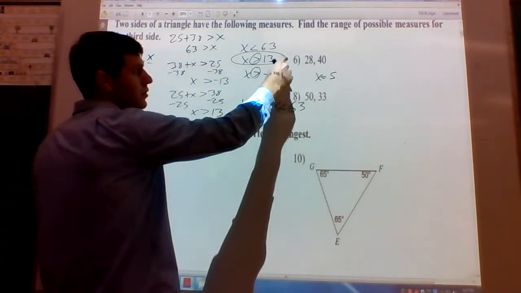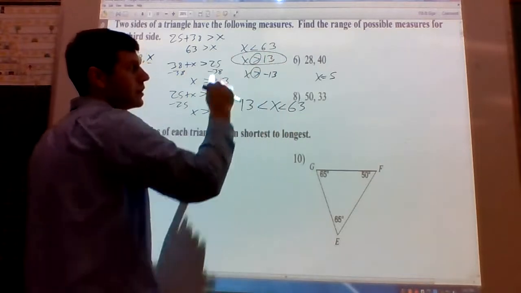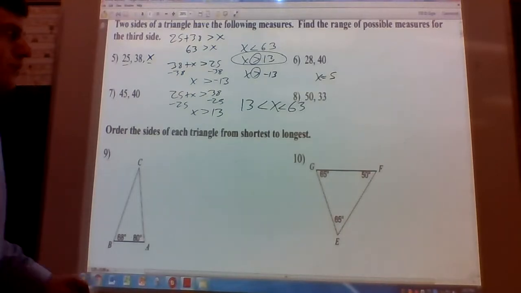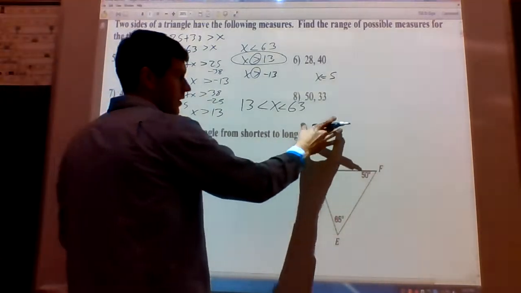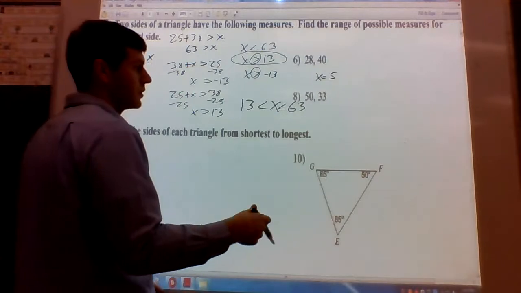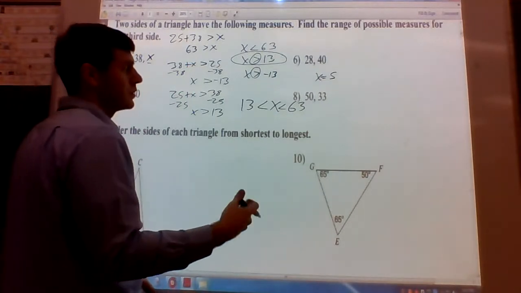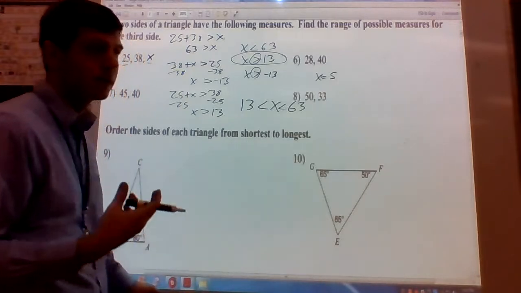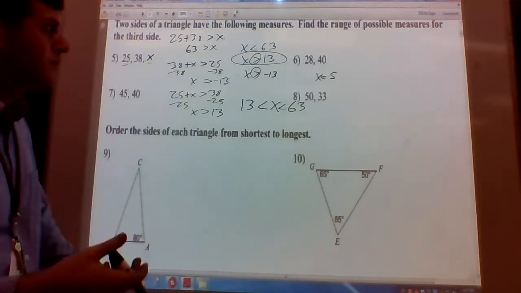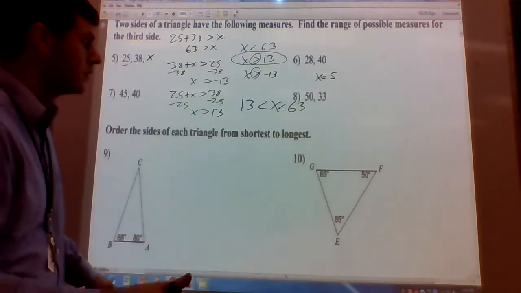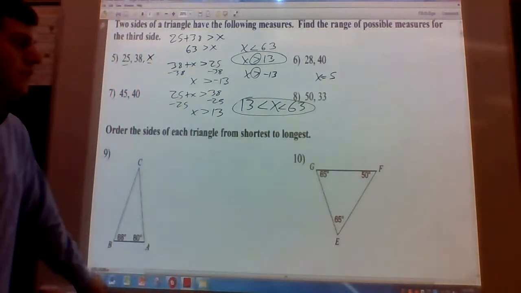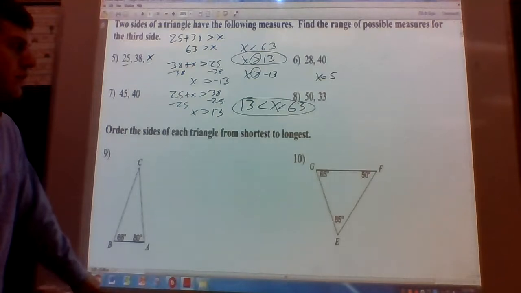So we need numbers that are greater than negative 13 and greater than 13. So we need numbers that are greater than 13. It's like you guys should have done intersections. What's the intersection of x is greater than 13 and x is greater than negative 13? The intersection of those two inequalities is numbers that are greater than 13. So this would be our answer: numbers greater than 13 and less than 63.